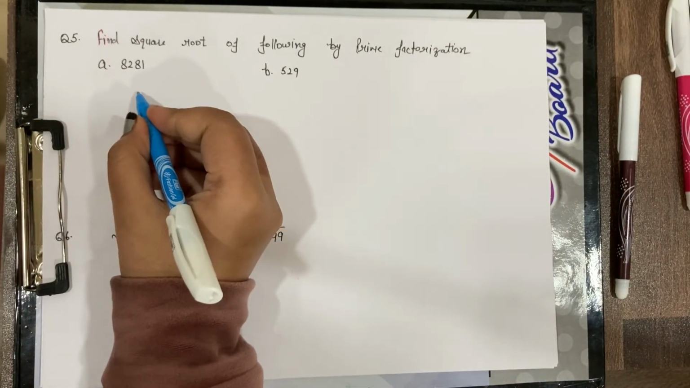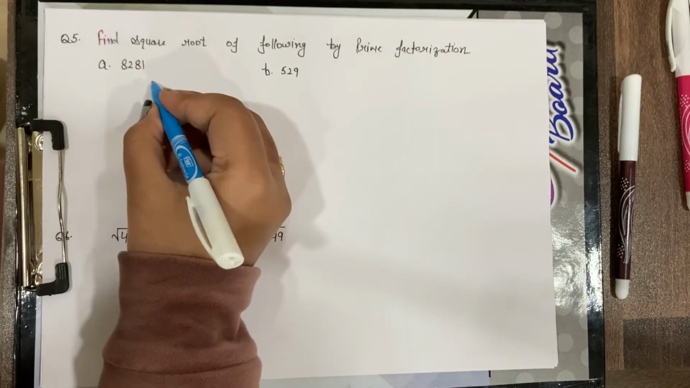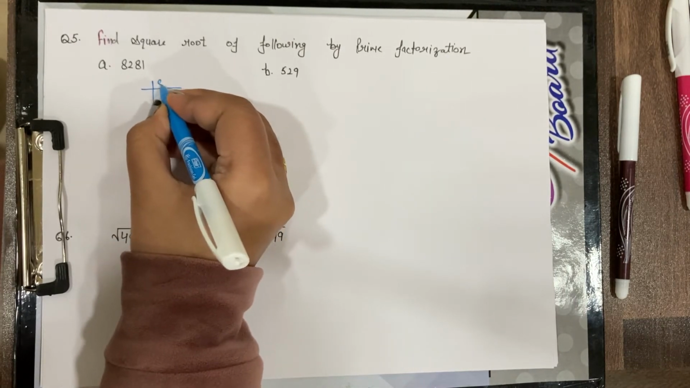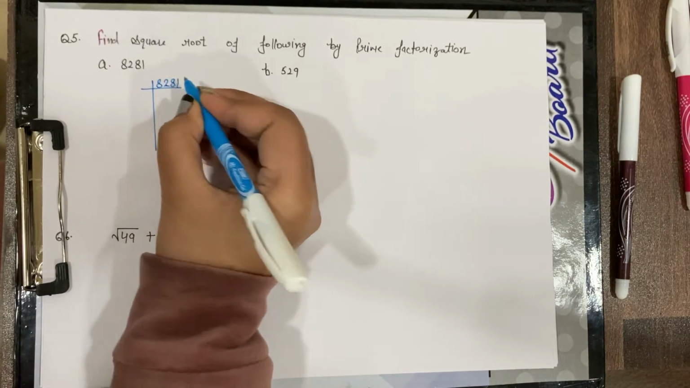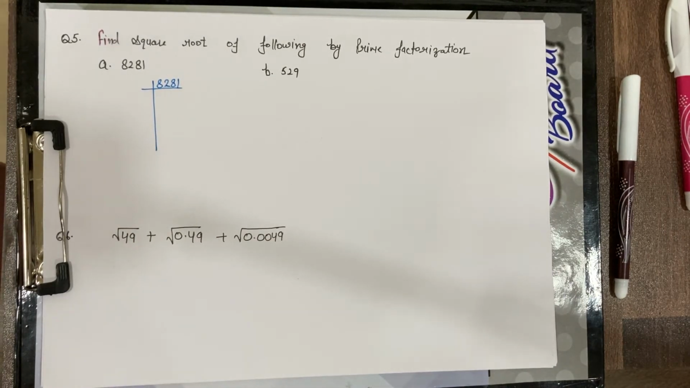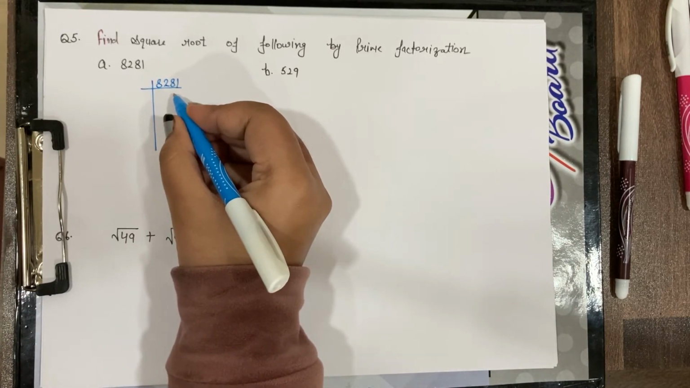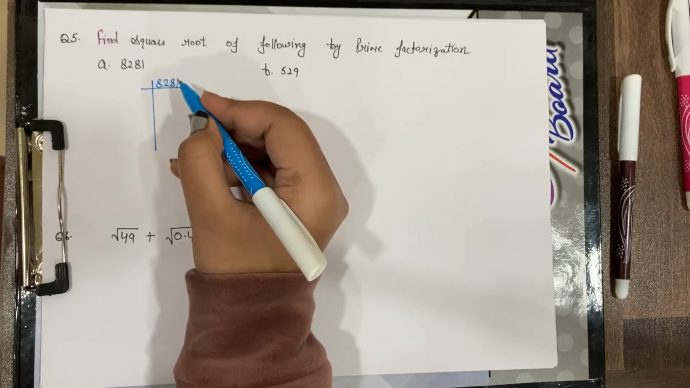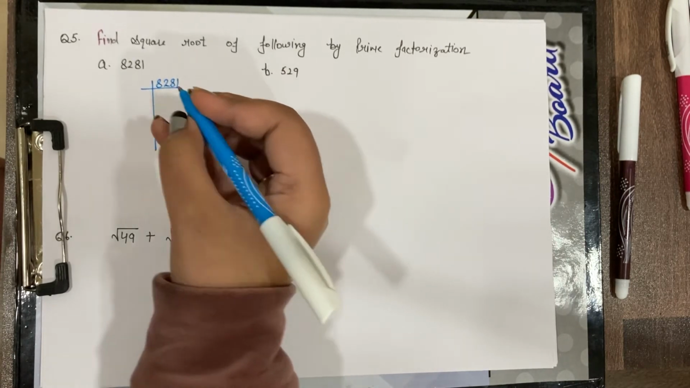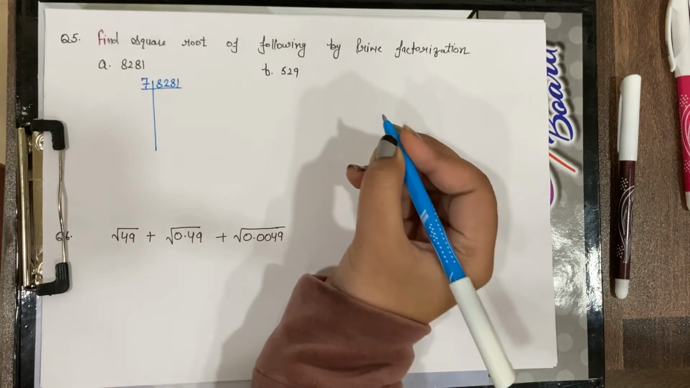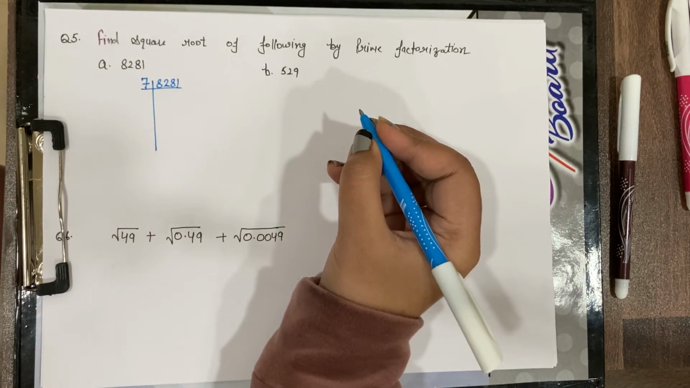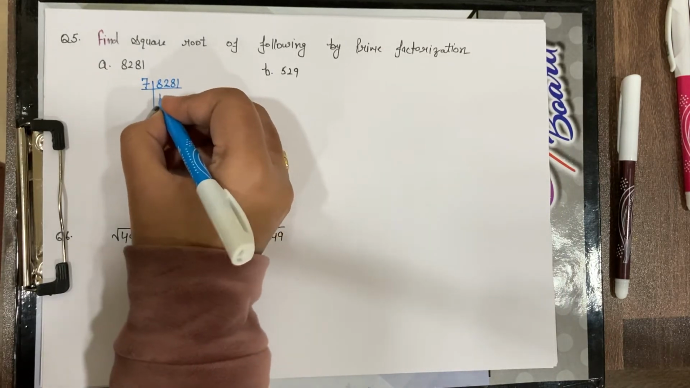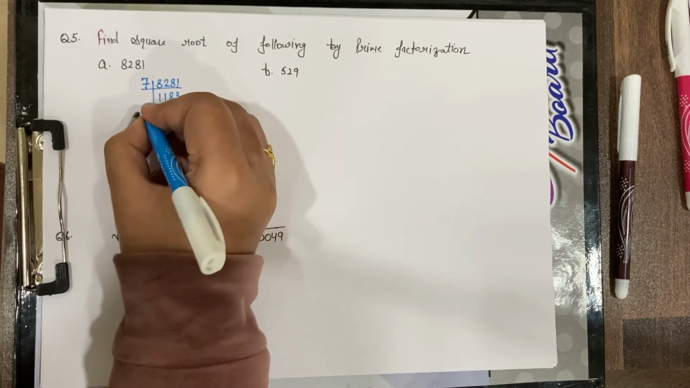See the first question. You have to find the square root of 8281. First of all, you have to search for the prime factors. It will not be divisible by 2 because the last digit is odd. 2 never divides an odd number. So try 3, try 5, keep checking. You will get 7 first, which divides 8281. When you divide it, you will get this number.